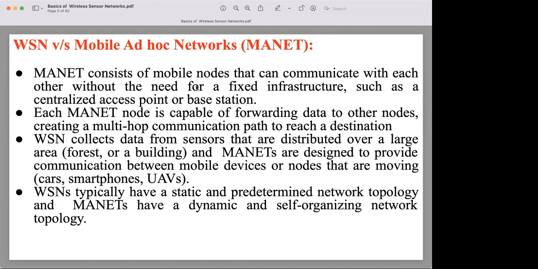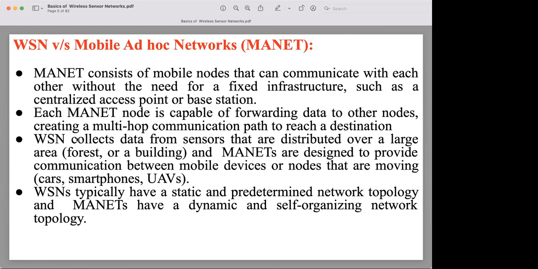They are without any center control or base station. The nodes can communicate with each other, and these nodes are capable of forwarding data to other nodes, creating multi-hop communication to reach the destination. For example, the sink node is the destination, without any fixed infrastructure support.